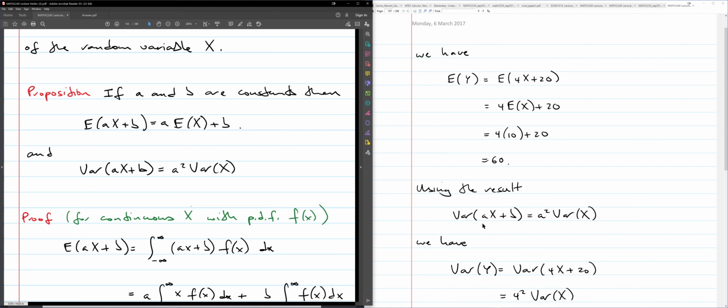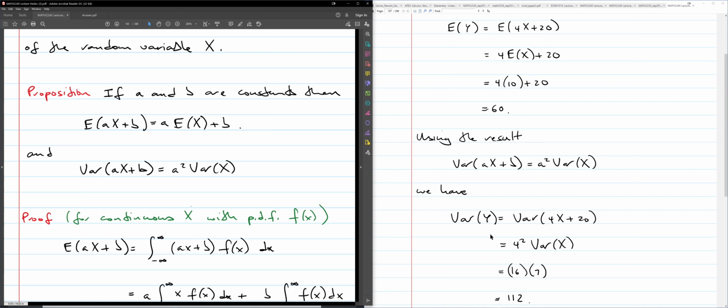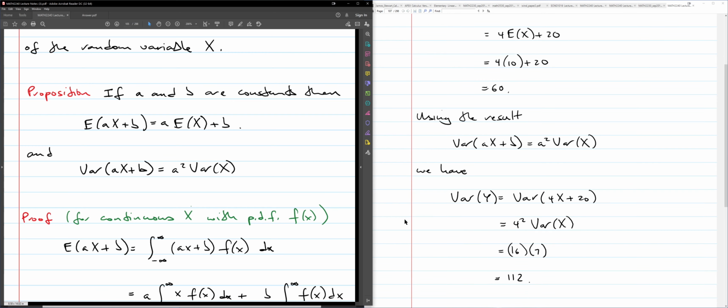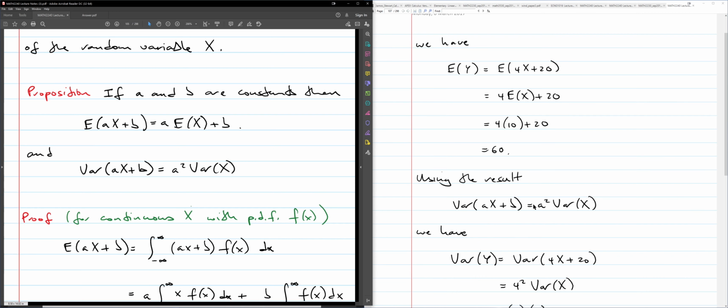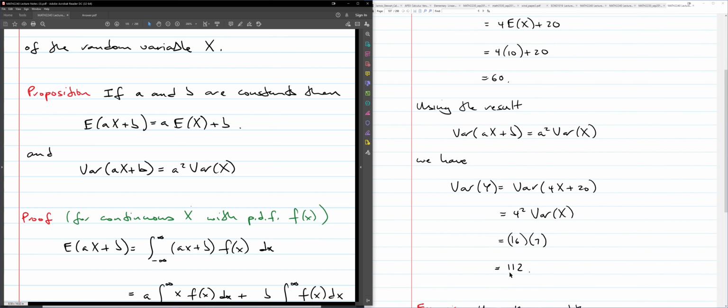Similarly, I can get the variance of y. The variance of y is the variance of 4x plus 20, so the a is equal to 4 and the b is equal to 20. The variance of 4x plus 20 is going to be a squared, which is 4 squared, times the variance of x. Notice the 20 doesn't play a part in this variance calculation. So I have 4 squared, which is 16, times the variance of x, which was given as 7. So I have 16 times 7, which is 112. So the variance of y is 112.